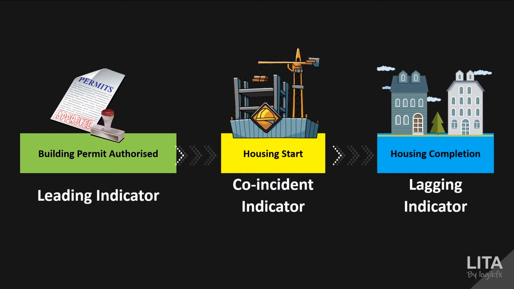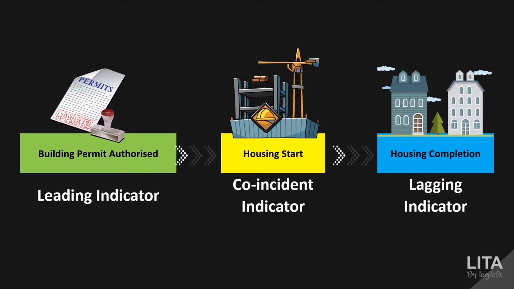So if we can look at right at the start of the process and look at these permits, we can get a really good idea what's going to happen in the future. Now these building permits are basically telling us a few things. So get your pen and paper ready. We're going to go through 3 key things that these indicators tell us.